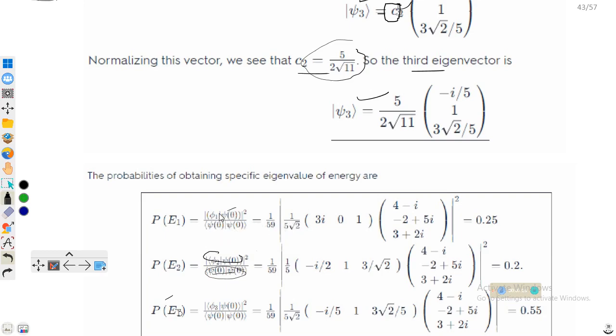And for this phi1 psi of 0, we can find this phi1 and psi of 0 and take its modulus square, because this is phi1 and this is psi of 0, and definitely we will take the modulus square, and psi of 0 psi of 0 is equal to 1 over under root 5 over 2. So this will give us probability 0.25. For the second energy the probability is equal to 0.2, and similarly for the third we have probability 0.55.